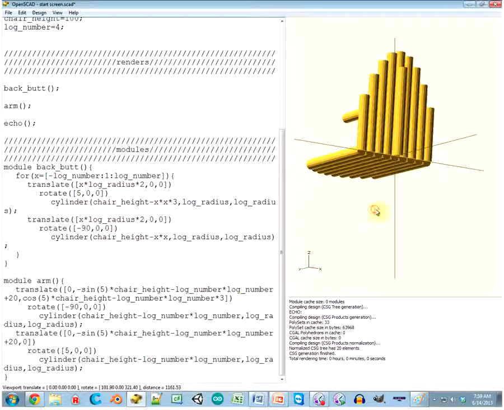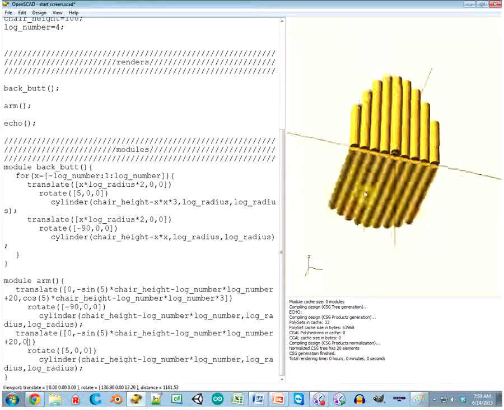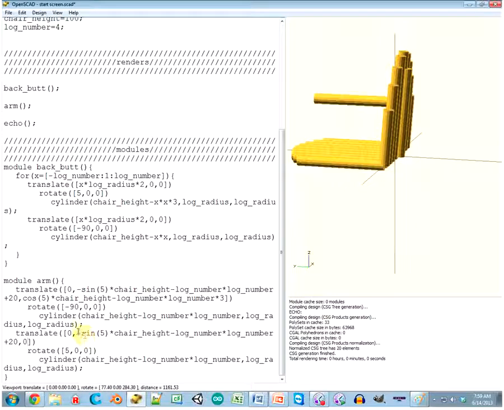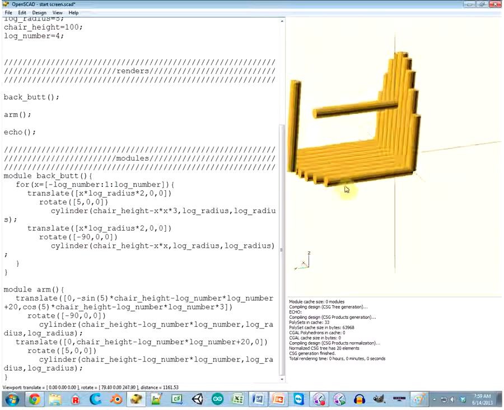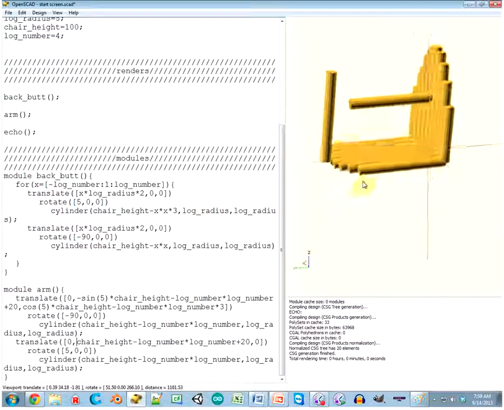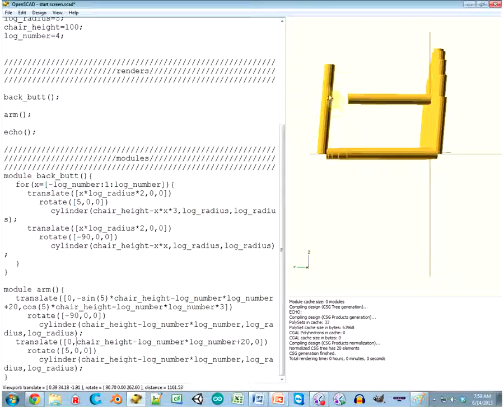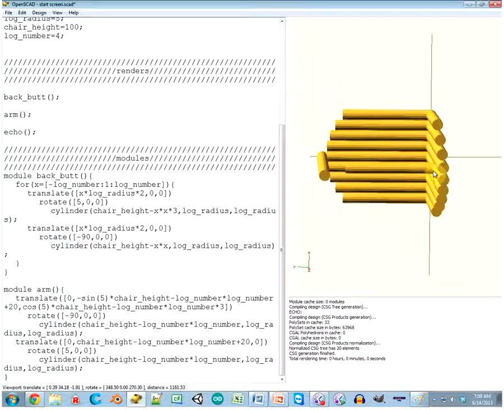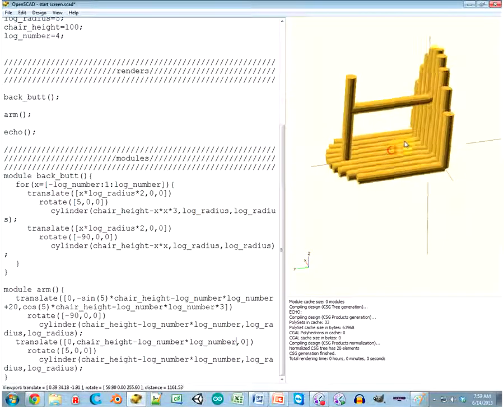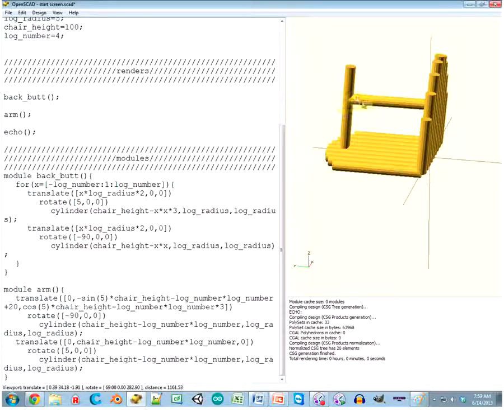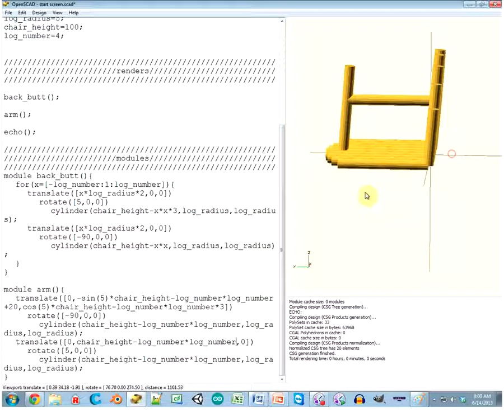Let's see where 0 is. Hey, look. 0 looks just fine. Let's make it 0. Then we have to translate this over by chair height times minus longitude. We don't need that sine. That doesn't look right. That's way too long. Chair height times longitude, log radius. Oh, plus 20, that could be a problem as well. Still, it's way too tall. I don't like it one bit.